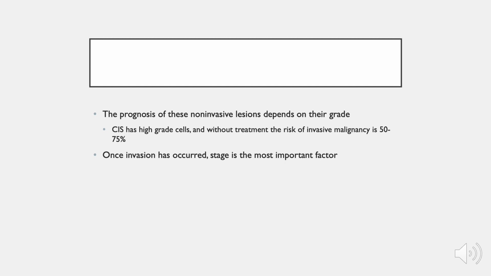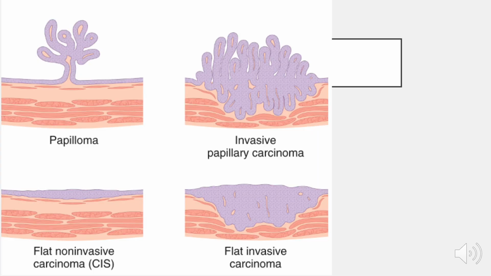The prognosis of the non-invasive lesions depends on their grade. Since carcinoma in situ by definition has high-grade cells, without treatment it can progress to invasive malignancy in 50 to 75% of the cases. Once invasion has occurred, stage becomes the most important factor. These are schematic images of various neoplasias. On the left-hand side, notice the papilloma and the flat non-invasive carcinoma in situ. These are the precursor lesions. And the right-hand side shows the invasive lesions, and they both could be either papillary or non-papillary.